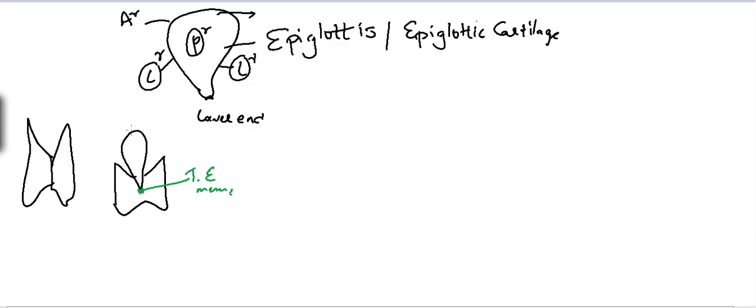Upper end is very free. Upper end is broad and free. It is free to move upwards, backwards, forwards, side to side. This is the upper margin or the upper end.